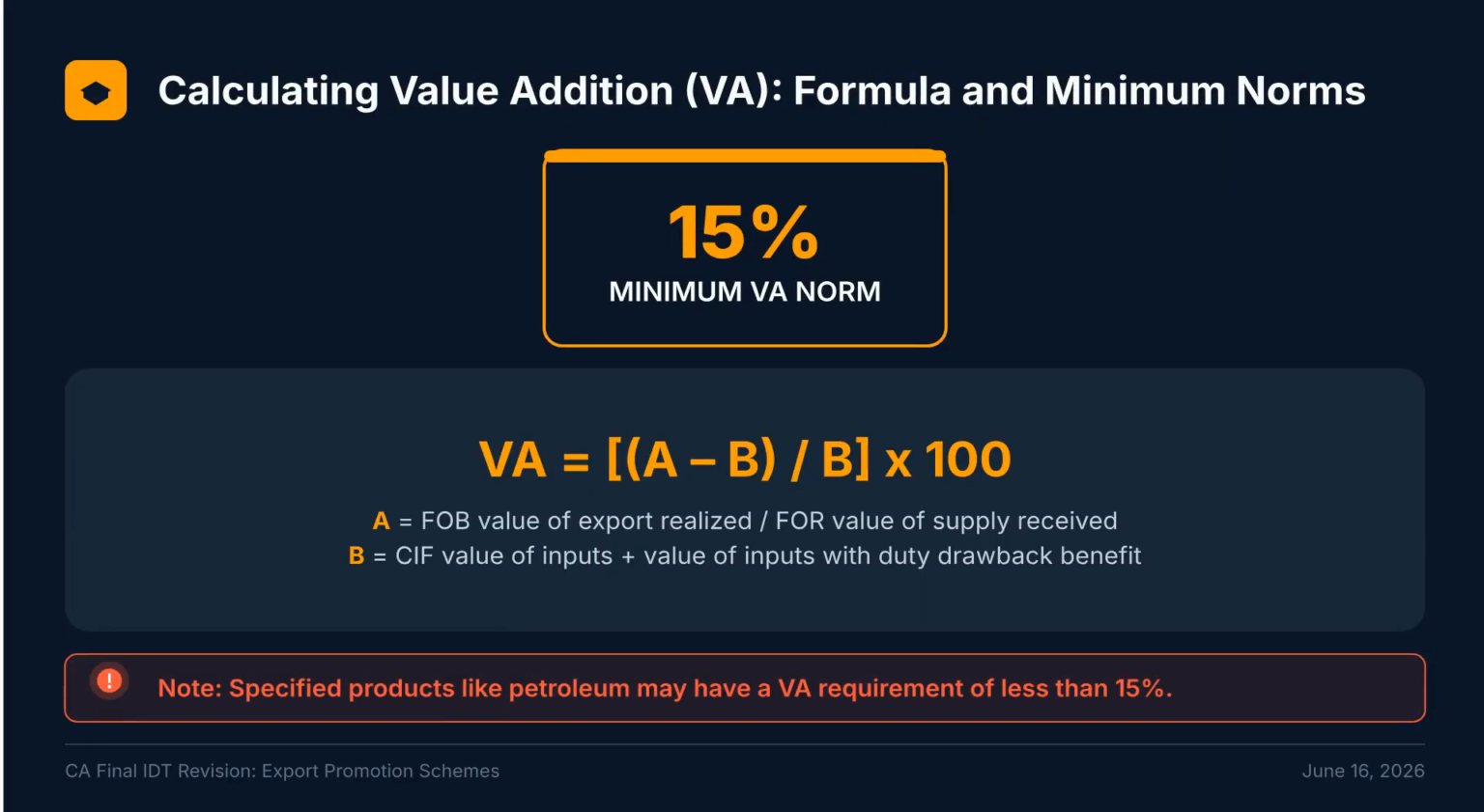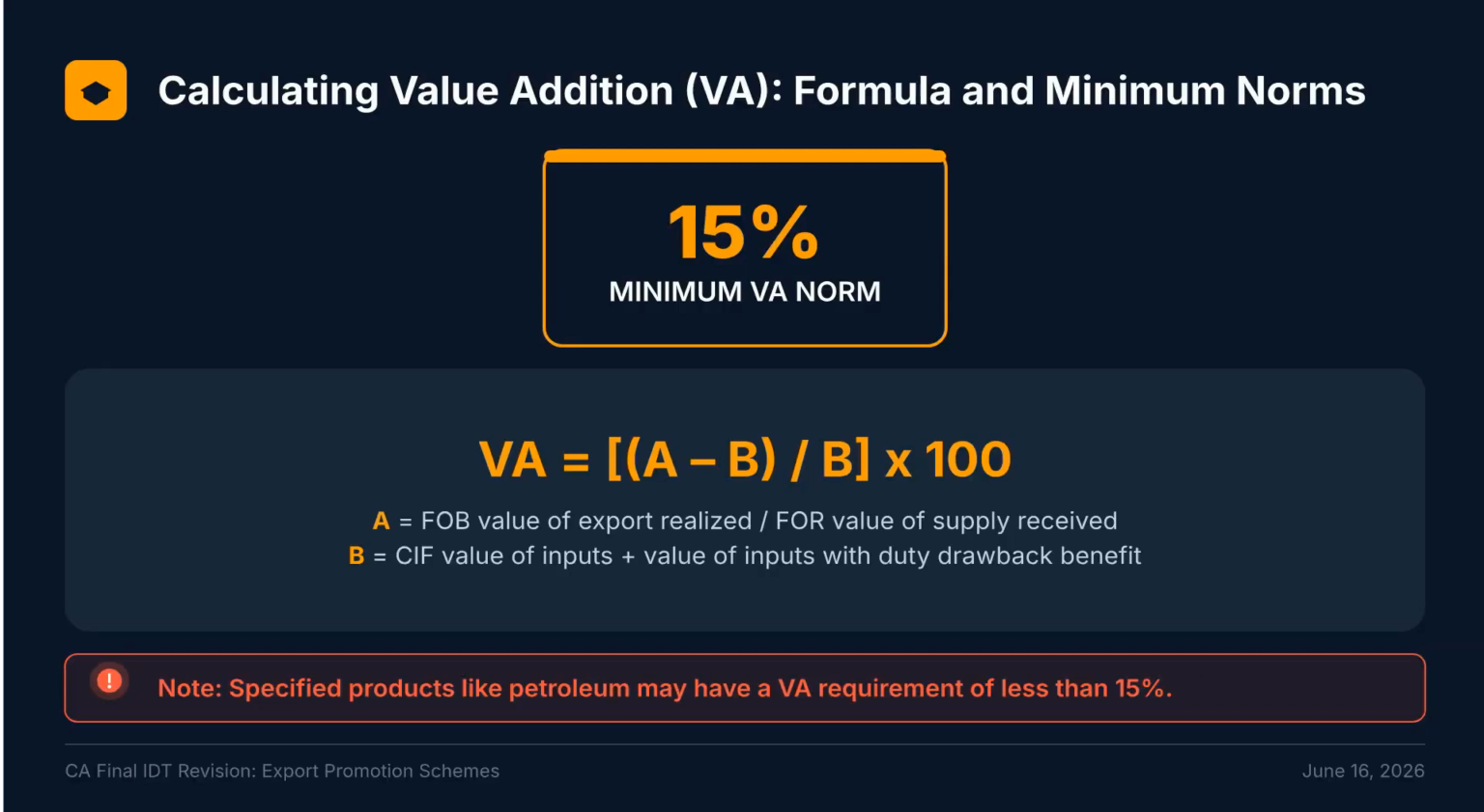Value addition is one of the most frequently tested concepts in export promotion schemes. The objective is to ensure that exports genuinely add economic value, rather than merely re-export imported goods. Under advance authorization, the standard minimum value addition requirement is 15%, although certain specified products may have a lower requirement.